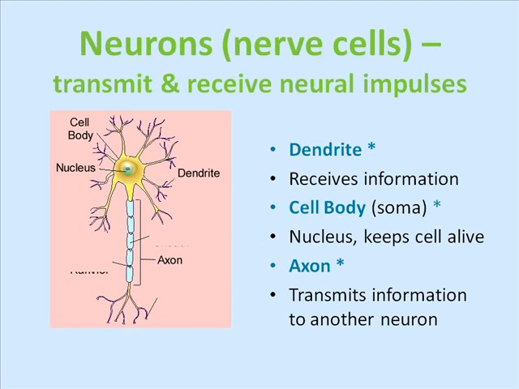Objective number 1 in this section asks that you be able to identify the basic components of a neuron. A neuron is a nerve cell whose primary purpose is to transmit and receive neural impulses from other nerve cells. The receiving part of the neuron is a dendrite or dendrites. These are branching fibers which receive information. You can see in the picture there.